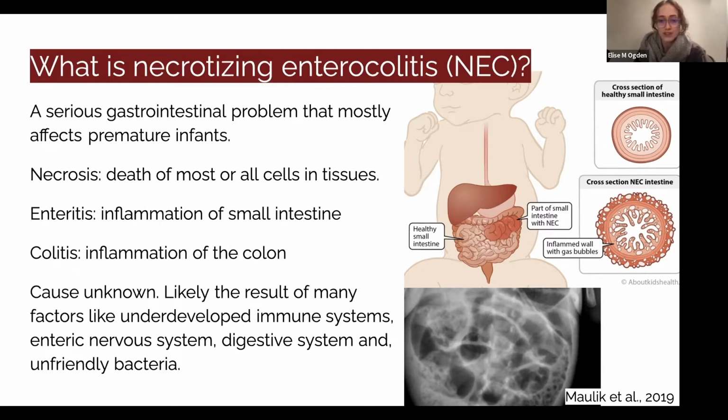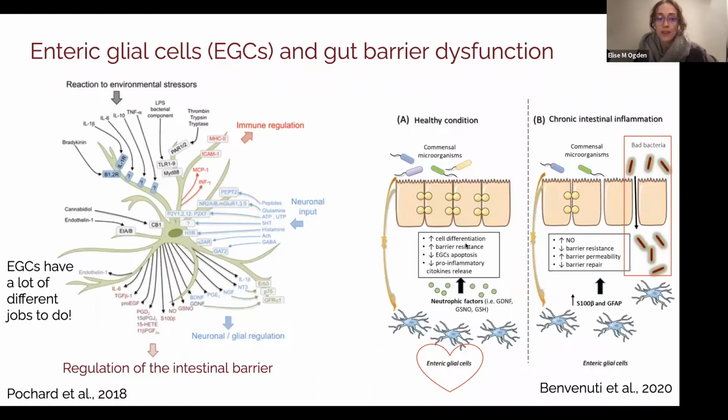There's no definite cause of NEC. It's likely the result of many factors, like underdeveloped immune and enteric nervous systems, unfriendly bacteria, and damage to the intestinal walls. Glia comes from Greek for glue. Remember the importance of enteric glia by thinking of them as the glue that holds our guts together, protecting us from spreading infection, like in the figure on the right.